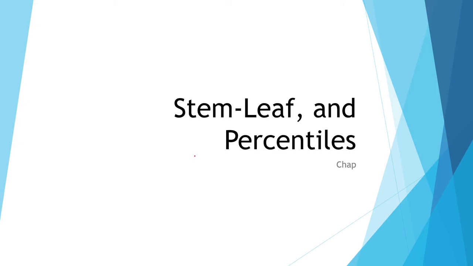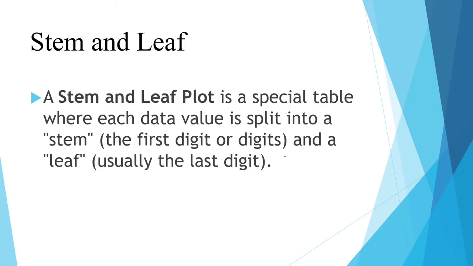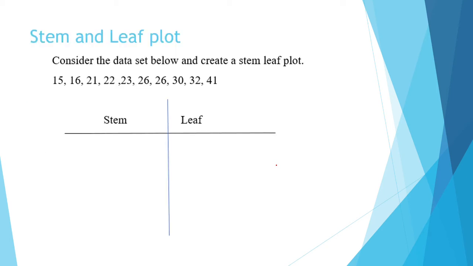In this section, we're going to look at stem and leaf plots as well as percentiles. A stem and leaf plot is a special table where each data value is split into a stem, the first digit or digits, and a leaf, usually the last digit. Let's look at this example, and we're going to construct a stem and leaf plot.